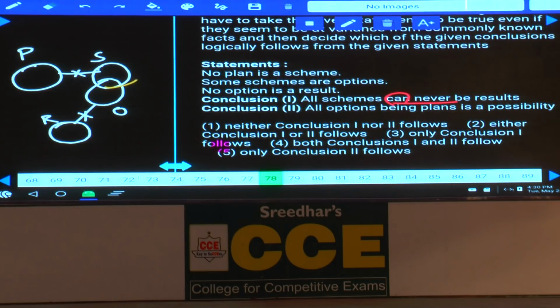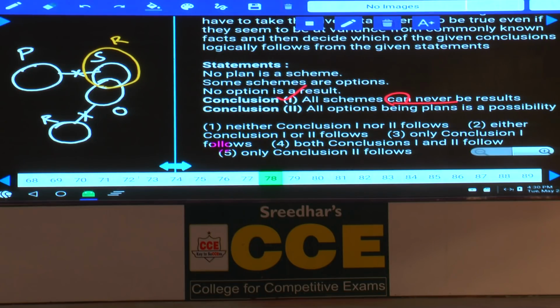Now in order to make this one, our diagram should be like this, result. If you draw result like this, the statement "no result is option" will be false. Hence it is not possible. His claim is also that it is not possible, hence the first one is definitely true.